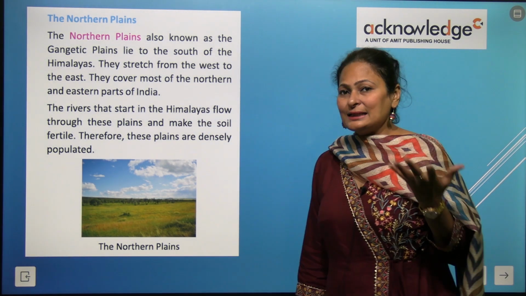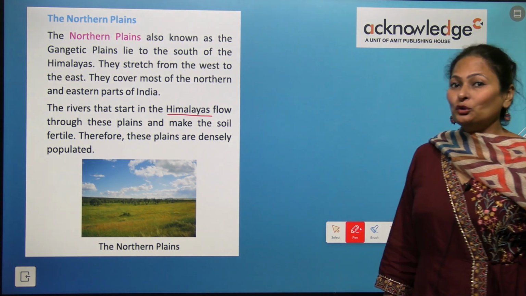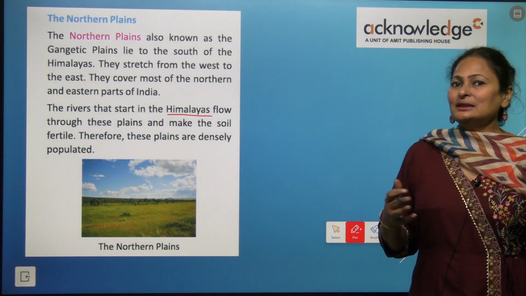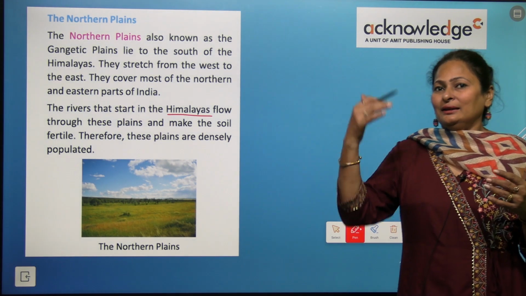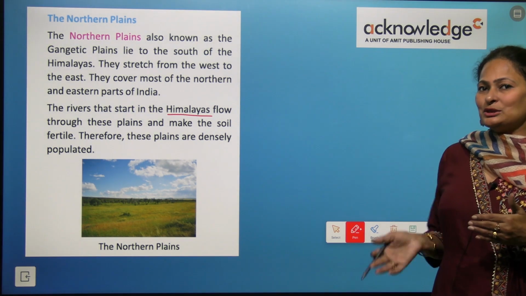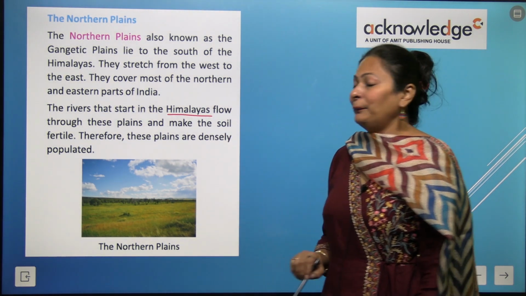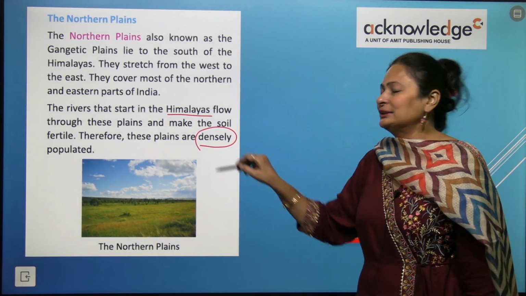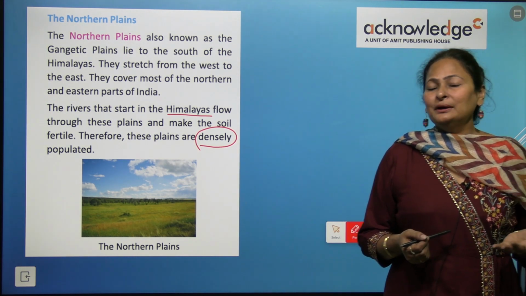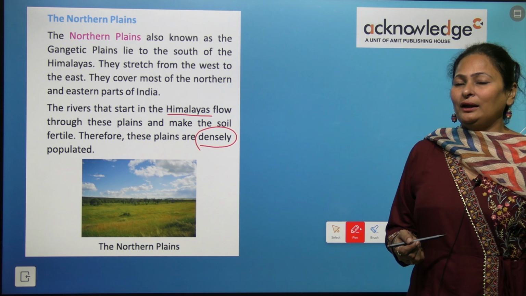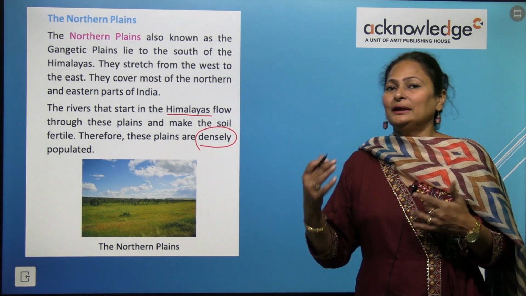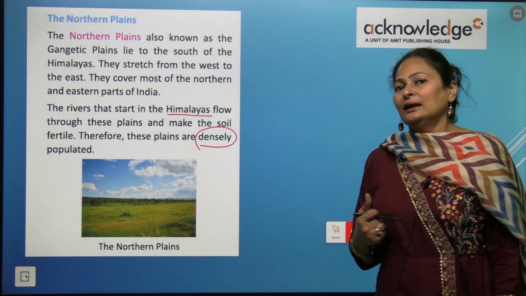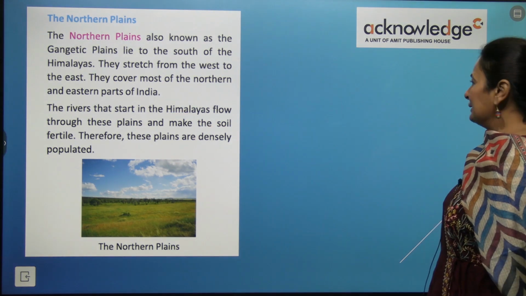The rivers that start in Himalayas flow through these plains and make the soil fertile. We have learned the three rivers, Ganga, Brahmaputra and Indus. These are flowing from Himalayas towards the northern plains and make the soil fertile. Therefore, these plains are densely populated. Because the soil is very fertile, the water availability and the food availability is much higher, and life is pretty simple in these areas.